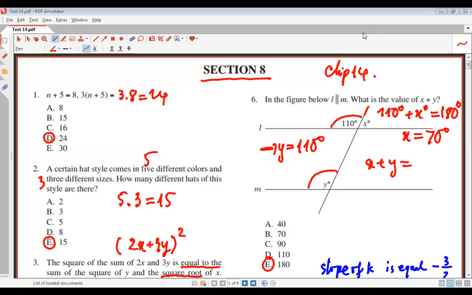We continue with session 8, SAT flip 14.